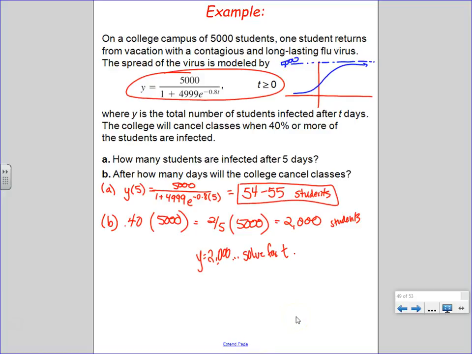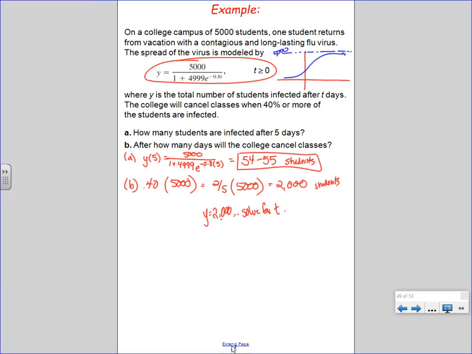All right, you guys said everybody equal to 2,000. My kiddos that are gone, or at least not here yet, we're just finishing the example from yesterday. So we're setting the whole equation up from above equal to 2,000, all over 1 plus 4,999 e to the negative 0.8 t. I would have multiplied up first, right? And then maybe divided over.